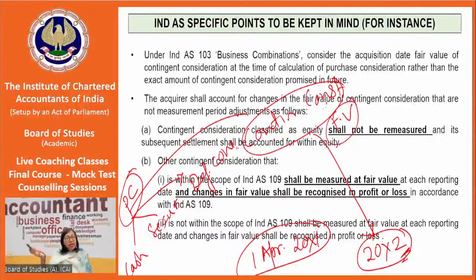However, if the contingent consideration leads to settlement in some other asset, you have to check whether it falls within the purview of Ind AS 109, that is financial asset, or outside 109. In both situations, you have to deal with it through profit and loss, not through equity, not through the balance sheet, not to be remeasured otherwise, but through P&L. Okay.